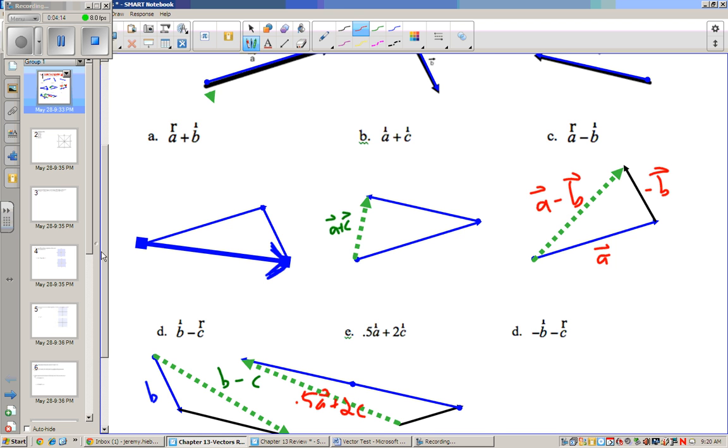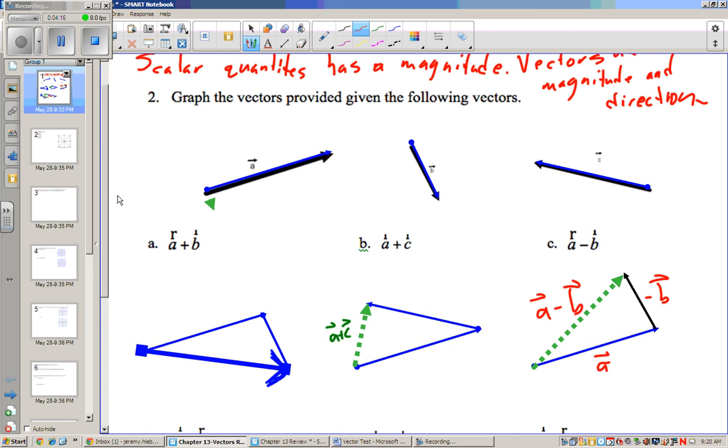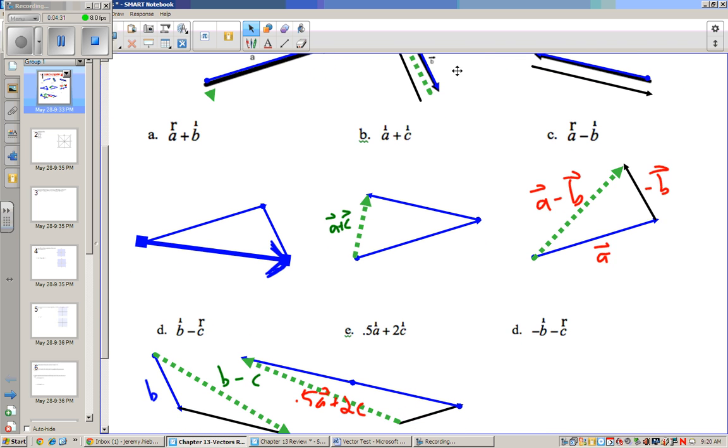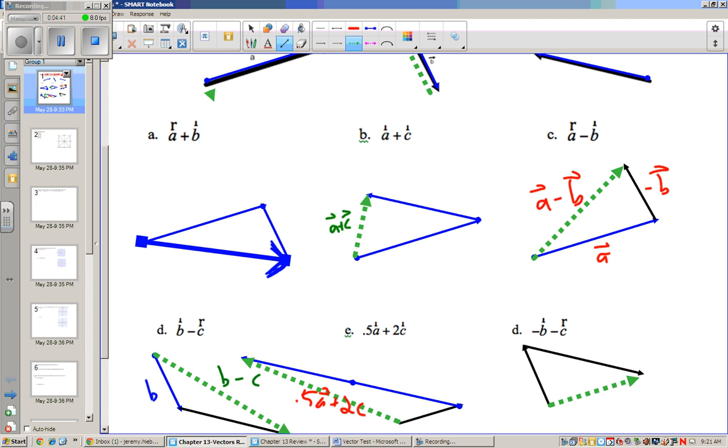Now we have negative b and negative c. So I'll draw both those negative vectors. Negative b, negative c. So it's going to be negative b minus c. My vector starts at the beginning of negative b and goes to the end of negative c. So that's negative b, negative c, negative b minus c.